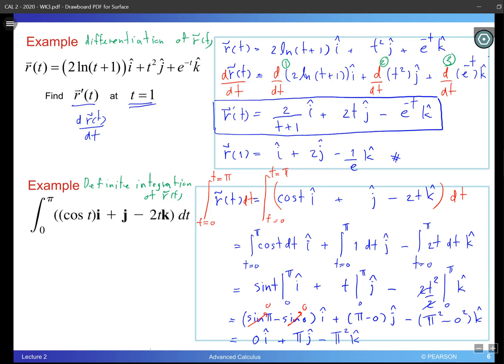You can leave your answer like this in ijk components, or you can use this representation of a vector, which is the angled parenthesis 0, pi, and minus pi squared. Alright, and keep in mind that this is equal to the definite integration of the vector function r(t) with respect to t, starting from t equal to 0 and ending at t equal to pi.